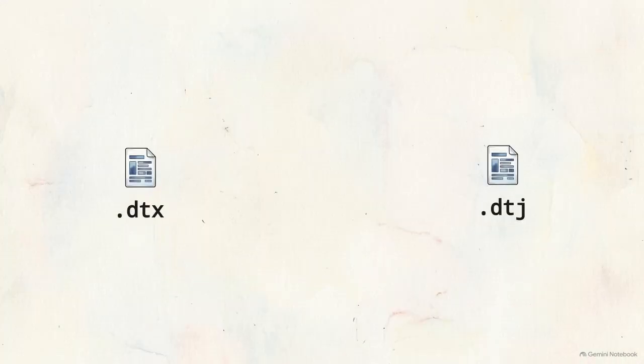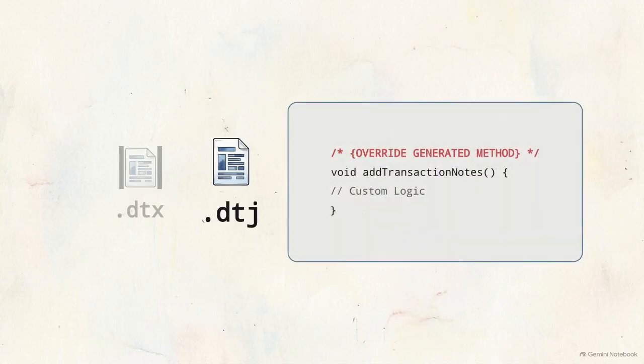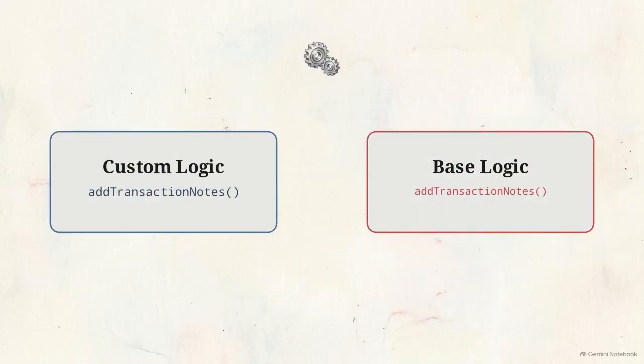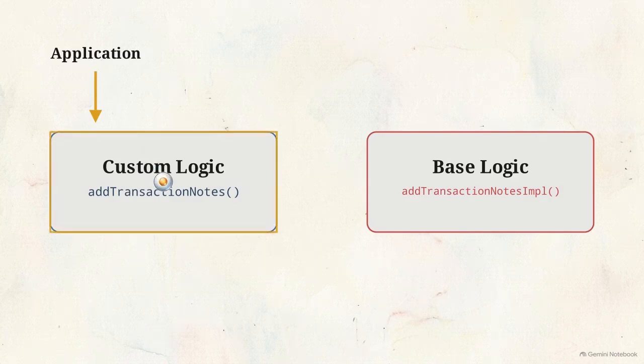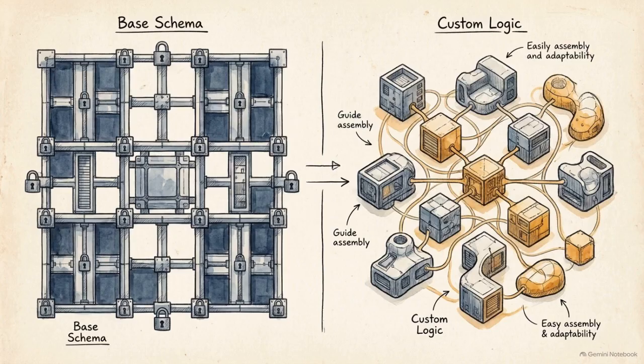While the .dtx file handles the declarative schema, custom logic is placed in the .dtj, the Data Transfer for Java file. Developers can inject logic into the data model using a specific compiler tag, override generated method. When the compiler detects this comment, it renames the auto-generated base method by appending the word imp. This forces the application to route calls through the custom logic first. By separating declarative schema mapping from custom Java logic, DTX ensures the base architecture remains stable while accommodating local modifications.